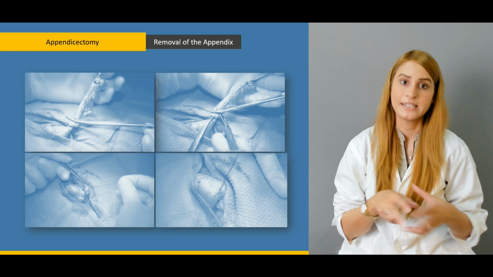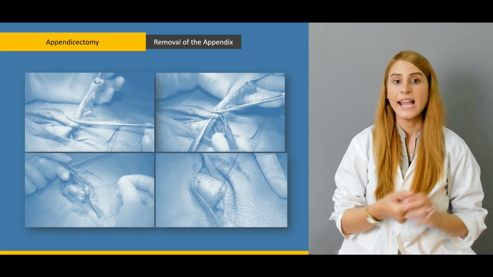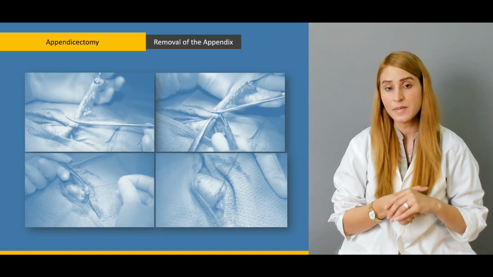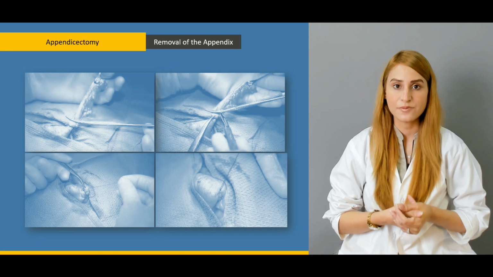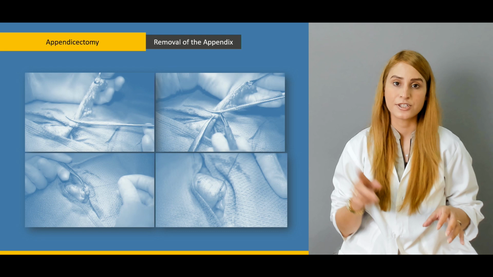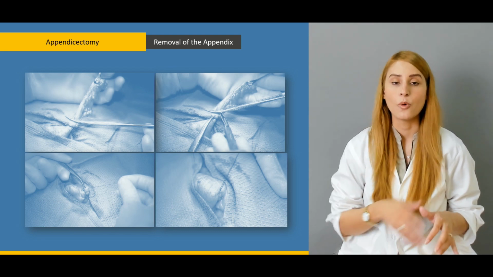You split the internal oblique in the direction of its fibers, and then you go deep down to the transversus abdominis muscle. You split the transversus abdominis as well, and then you go deep down to the transversalis fascia, and then you open the peritoneum.